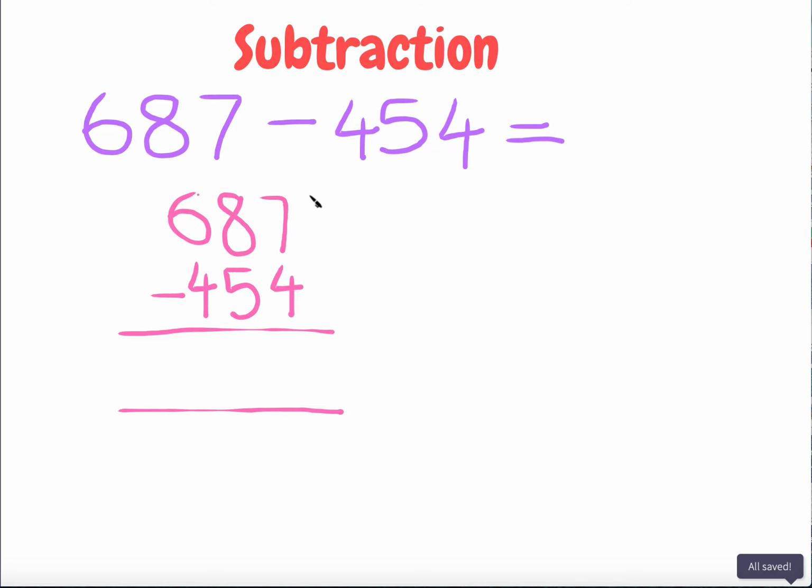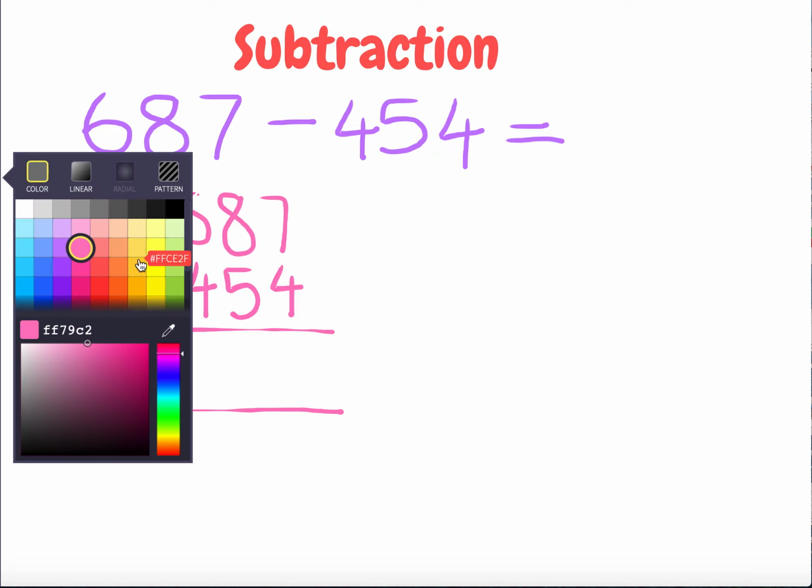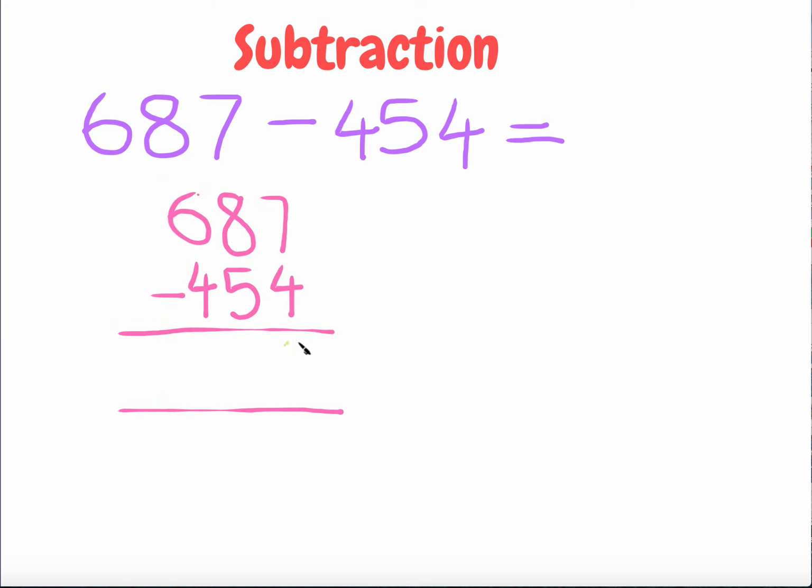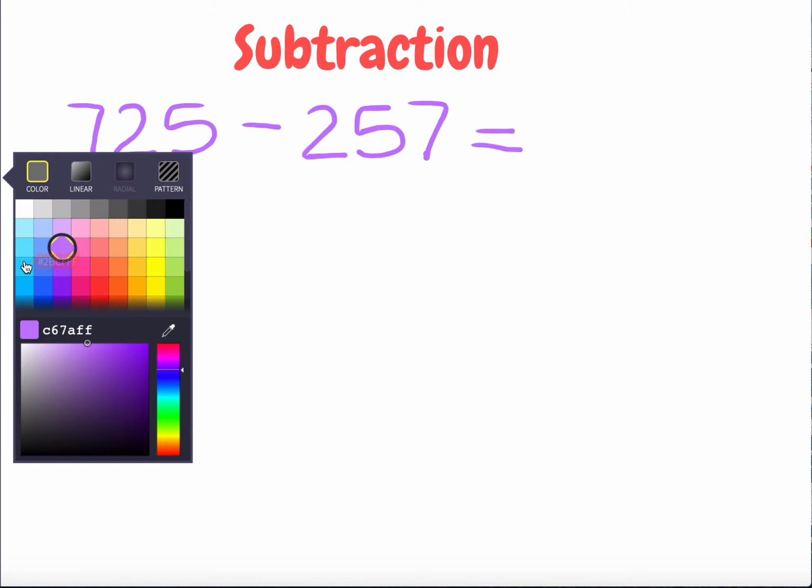Okay, starting off with the right hand side. 7 minus 4 is 3. 8 minus 5 is also 3. And 6 minus 4 equals 2. So 687 minus 454 equals 233. Pretty easy, right? You can pause the video anytime you want.